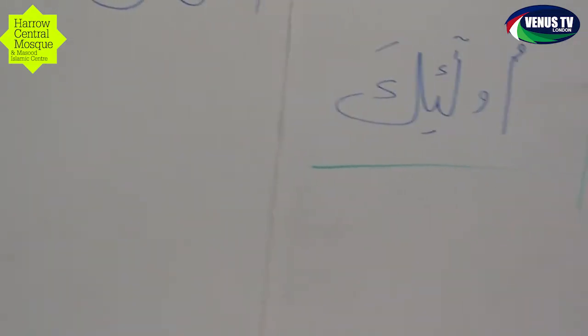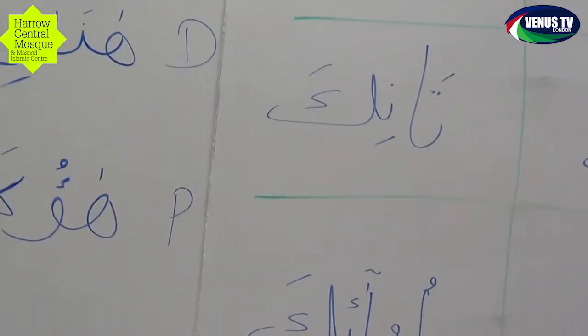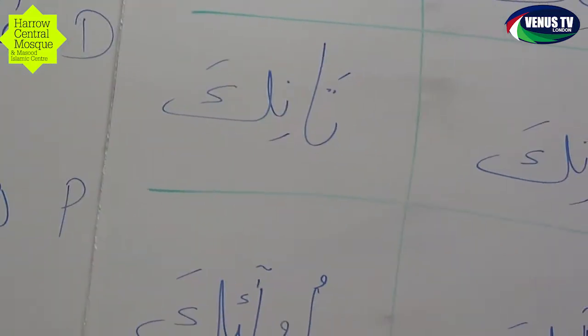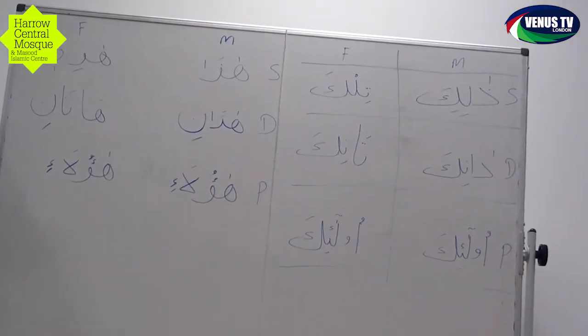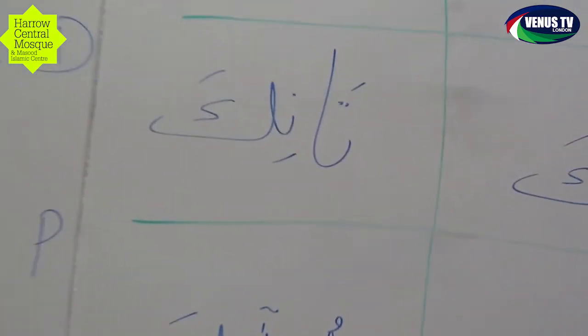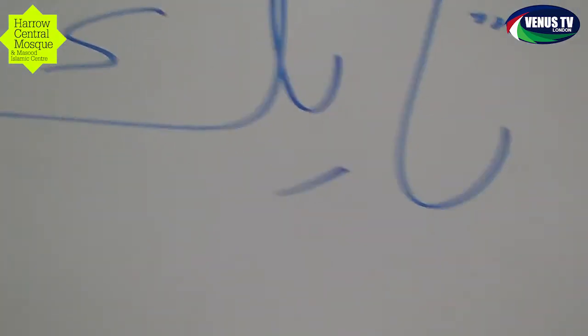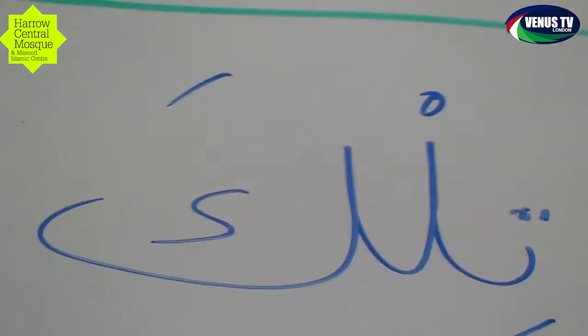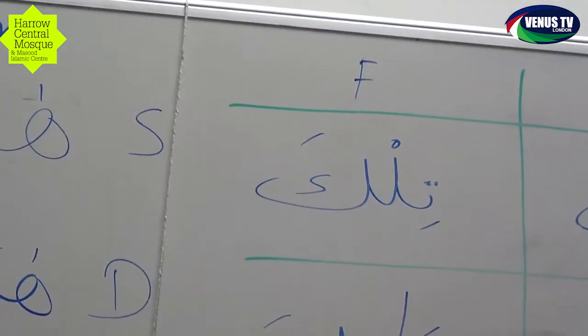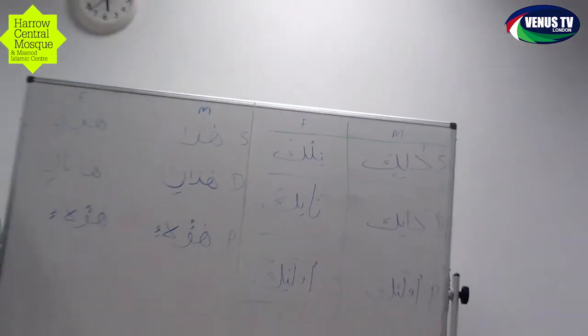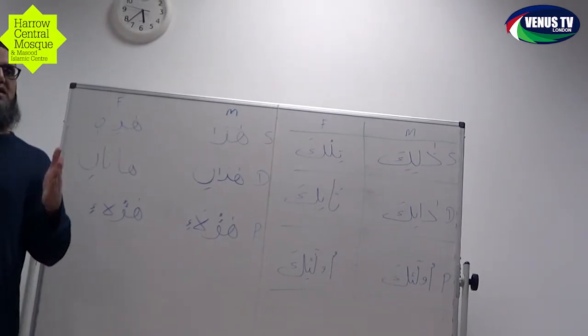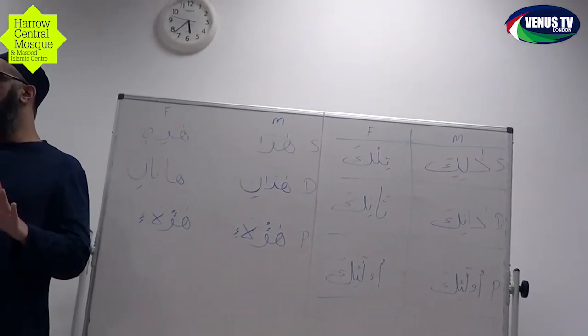So from baytun we get al-baytu. From qalamun we get al-qalamu. From kitabun we get al-kitabu. From masjidun we get al-masjidu. So basically the moment we see an alif lam before a noun, we are not allowed to read a double vowel at the end of it.